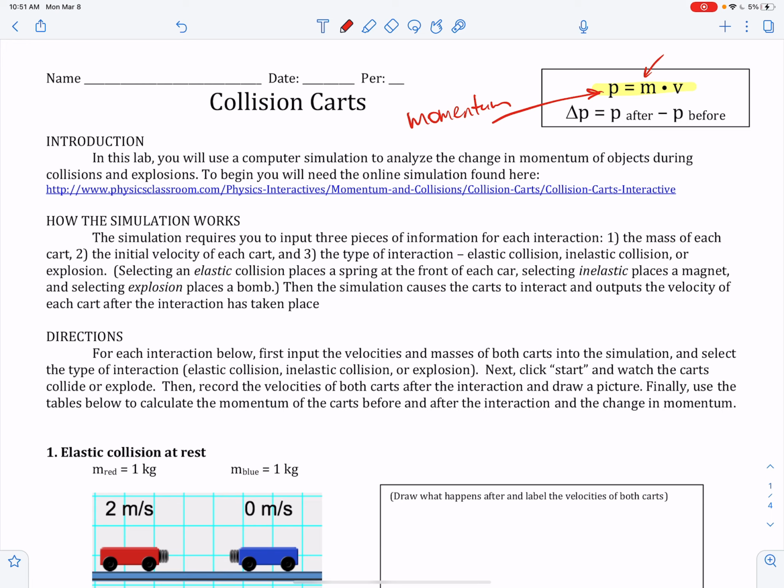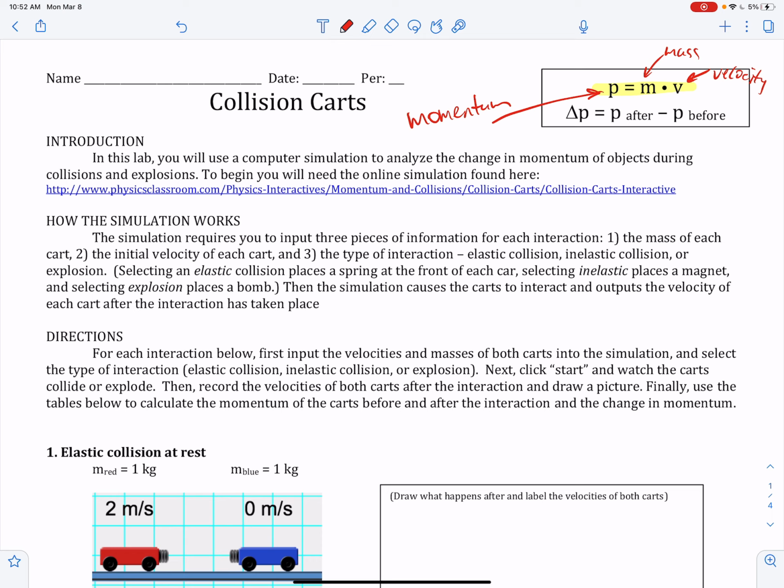So m is for mass, v is velocity. When you multiply those together, you end up getting units of kilograms times meters per second. And those are the strange units of momentum. Okay, so when we talk about momentum, we're talking about units of kilogram meters per second.